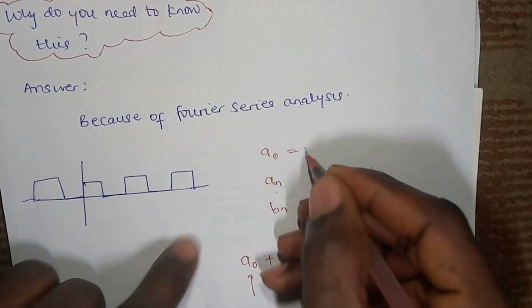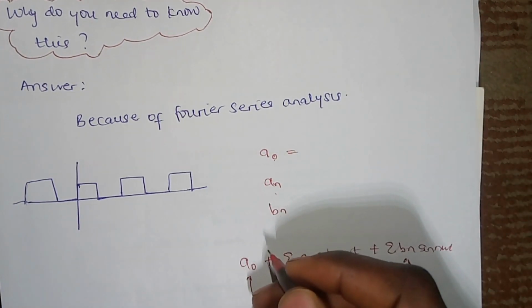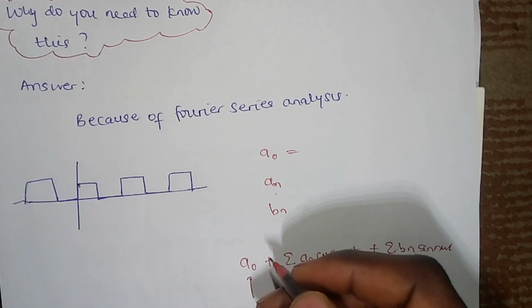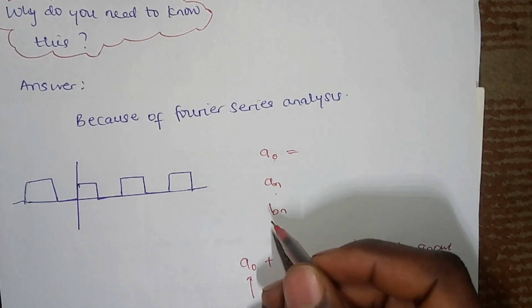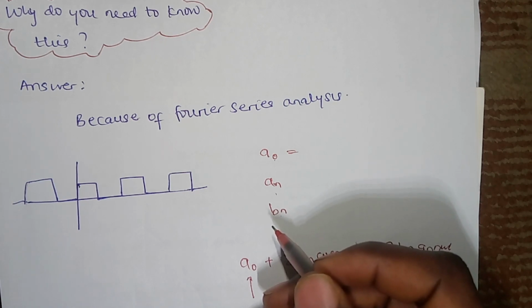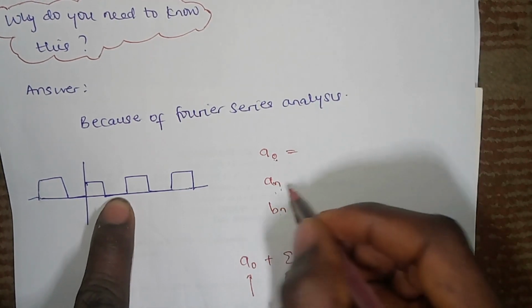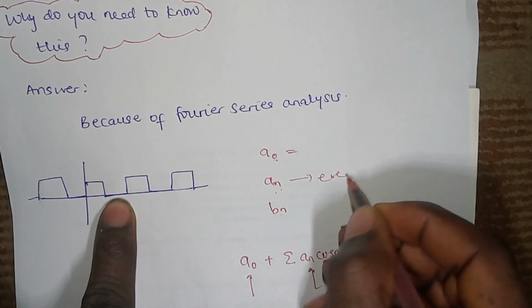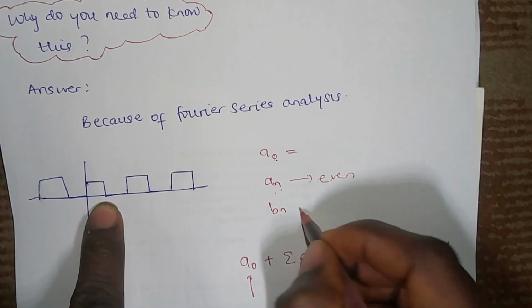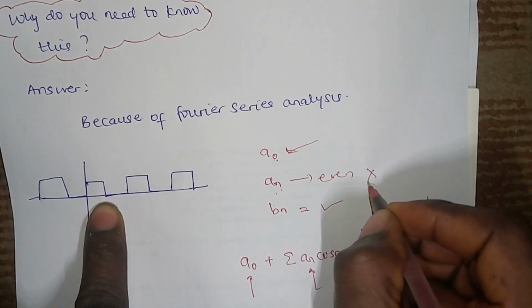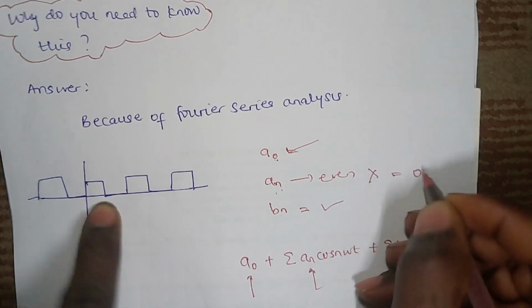A naught is a DC value, and I will explain how or why this A naught value can only exist. In this case, an A naught value will exist, right? But in some other case, an A naught value will not exist. An A naught value will exist for this. AN will not exist because AN has to be even, and this function is not even. But for BN, it will exist, and this also will exist. This won't exist. So in essence, this is equal to 0.